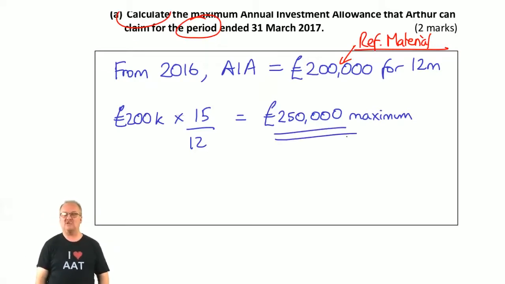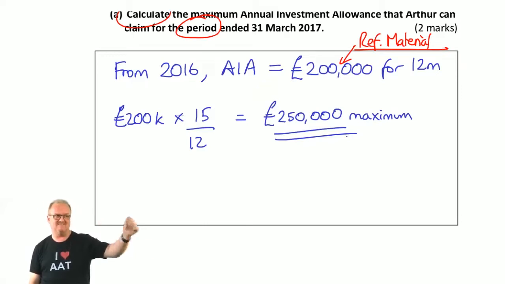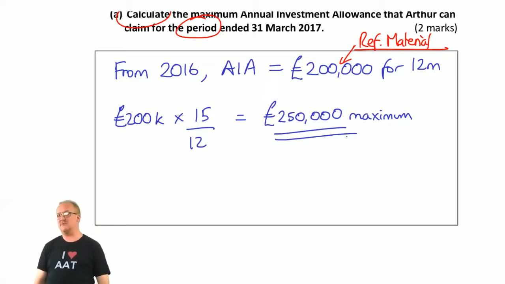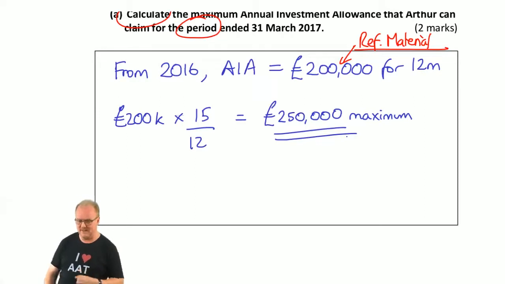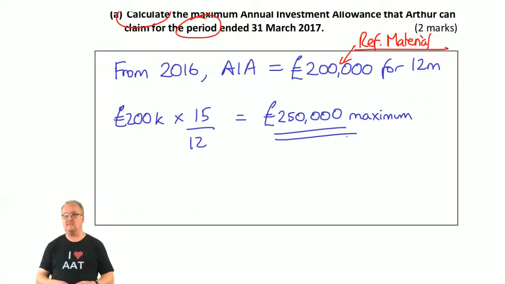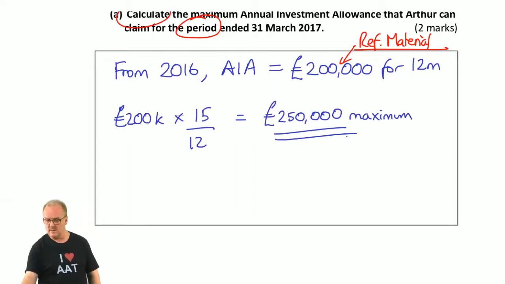Whether he is actually going to claim the 250 will depend on what he has bought. Because number one, he will need to have spent 250 grand. And number two, he will need to have spent 250 grand on acceptable assets, because not all assets count towards this. The one that is maybe the most well known being cars. So we're going to have to take a look when we do the capital allowances that are coming up in Part B.